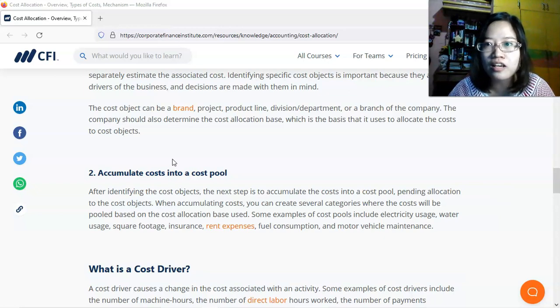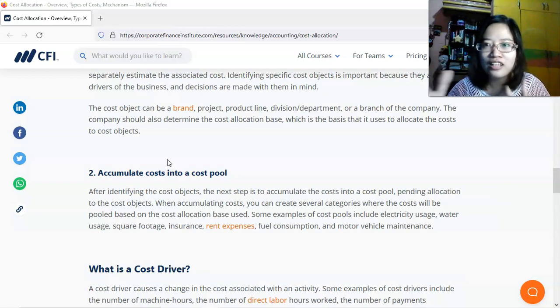Now, the question is, how do you allocate that? Okay, ano yung pagbabasehan mo? Number of units ba na na-produce? Or equally ba? I-divide mo na lang siya sa number ng product lines or products na meron yung company? Or are you going to consider yung space na na-occupy ng particular product?